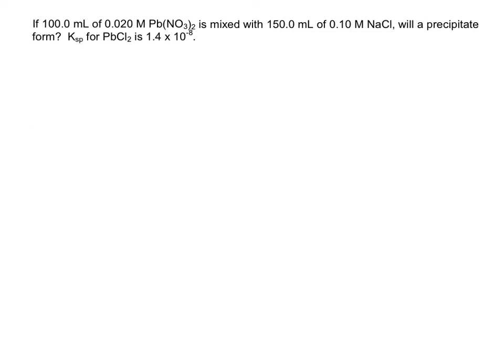Let's try the next problem. It says I have 100 milliliters of 0.02 molar lead nitrate. It's mixed with 150 milliliters of 0.1 molar sodium chloride. And it's asking, will a precipitate form? And they give us the KSP for PbCl2.